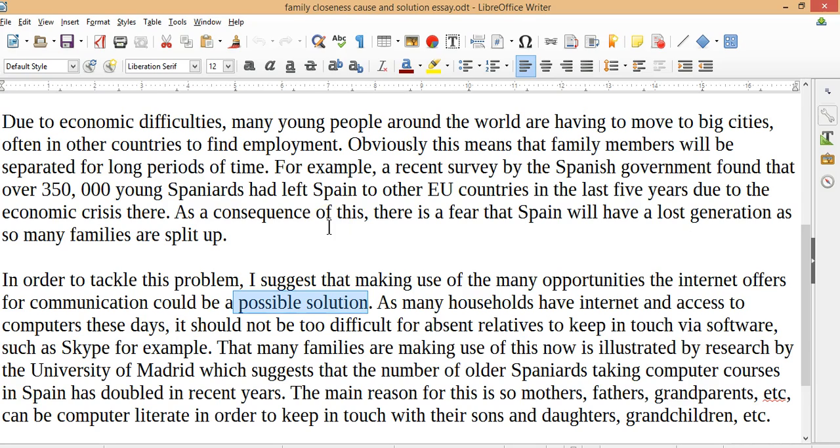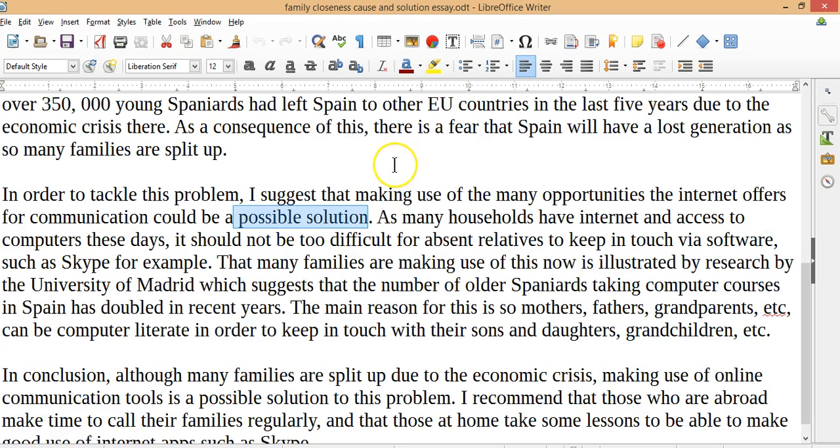So we've got a clearly expressed position all the way. You know, this leads to this leads to this. We're using the same linking words. So the examiner essentially knows exactly where the essay is and what it's talking about. So, making use of many opportunities the internet offers, blah blah blah. As many households have internet and access to computers, it should not be too difficult for absent relatives to keep in touch, such as Skype, for example.